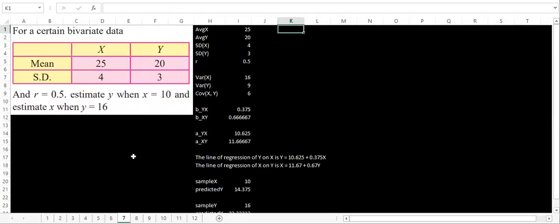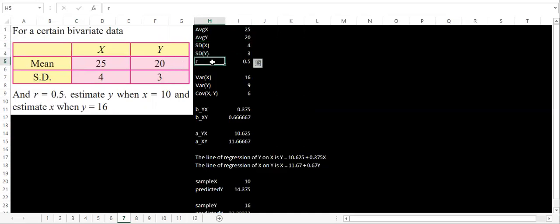Next question. For certain bivariate data, the mean values of x and y are given to be 25 and 20. So we have the average values of x and y. And the standard deviations are given to be 4 and 3. So standard deviations are 4 and 3. We are also given that r is equal to 0.5.